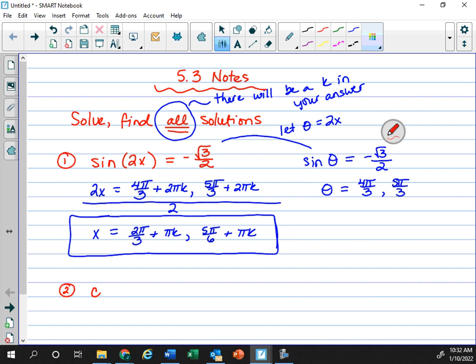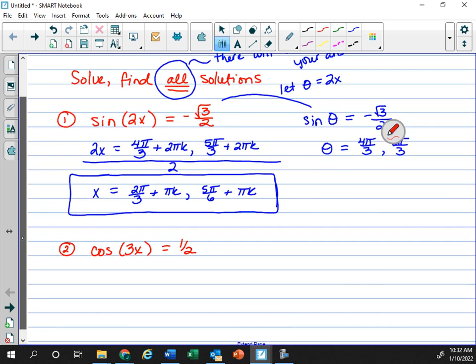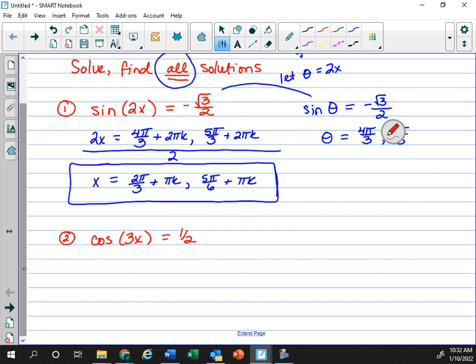Let's try this time cosine of 3x equals 1/2. Same directions, find all solutions. I'll let you guys try this one, okay?